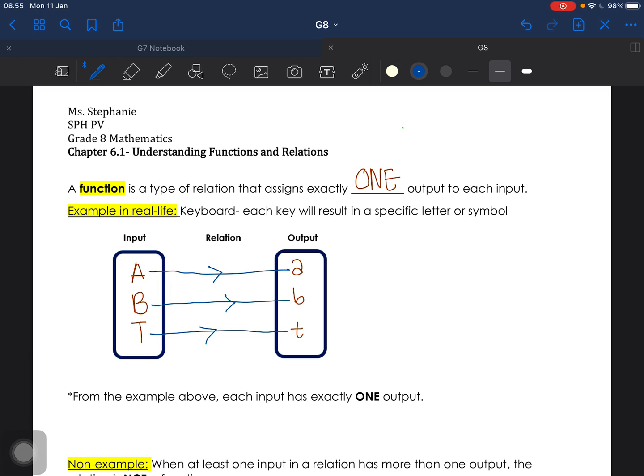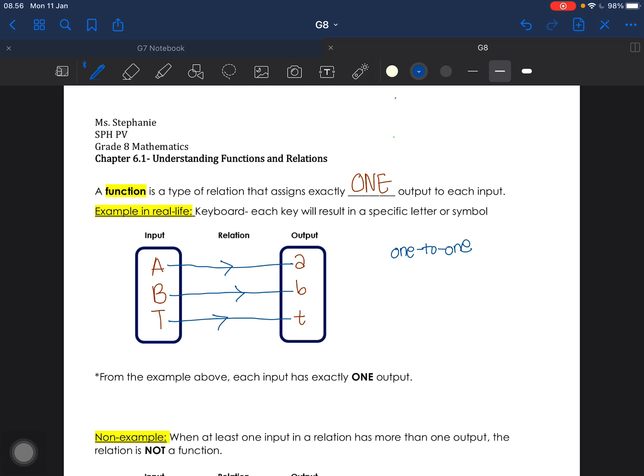So again, this is a one-to-one relation because each input has exactly one output, right? It's not like if I press the M key, you will get Y. If that's the case, then you need to replace your keyboard.